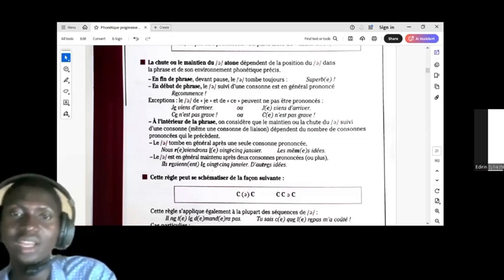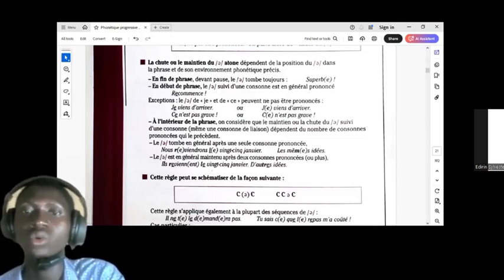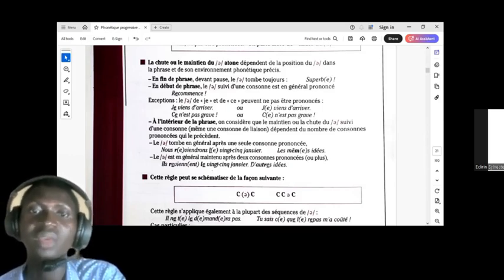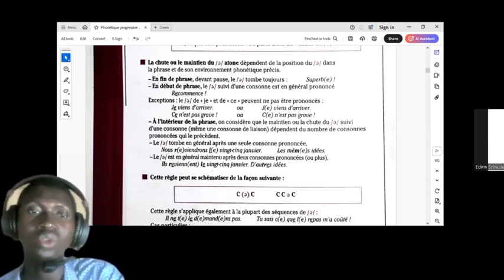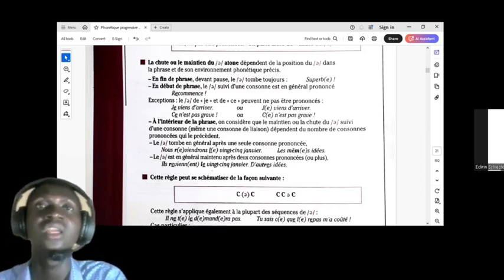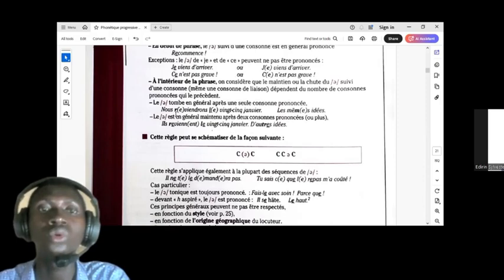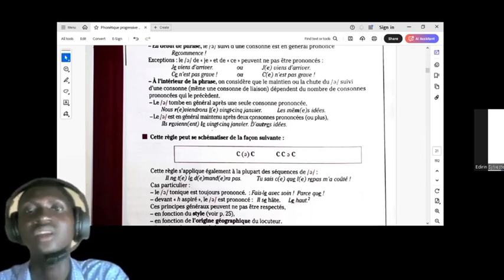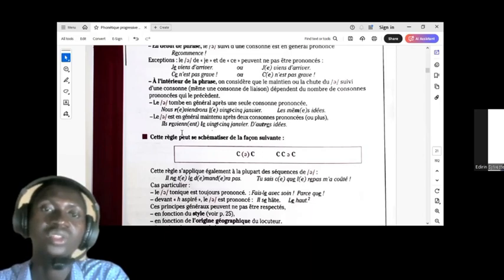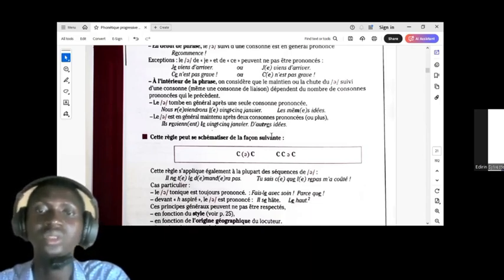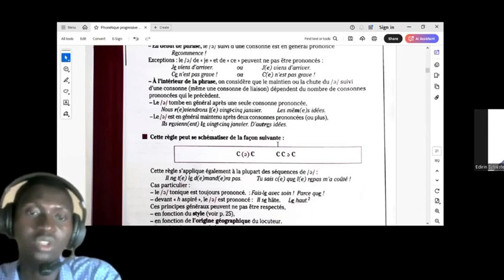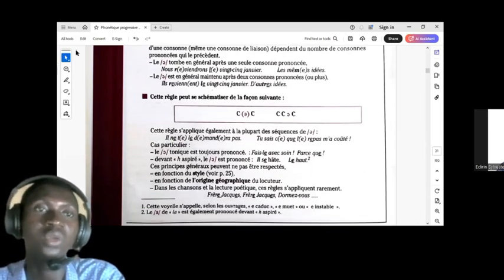Now we have, à l'intérieur de la phrase, on considère que le maintien ou la chute du E suivi d'une consonne, même une consonne de liaison, dépend du nombre de consonnes prononcées qui le précèdent. Another thing to note is that the number of consonants that precede it determines as well if it's pronounced. We have, for example, nous reviendrons le 25 janvier, les mêmes idées, ils reviennent le 25 janvier, d'autres idées. So it depends on the position.